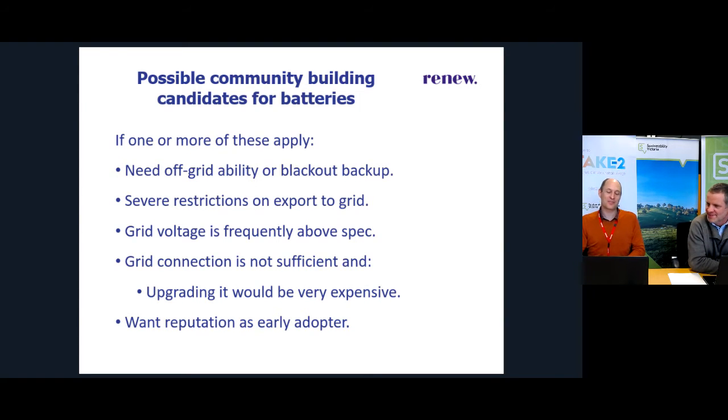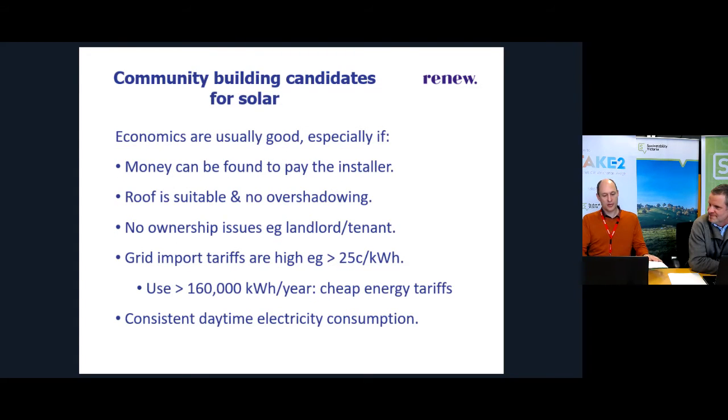Okay, so I've been talking about candidates for batteries, but as I mentioned, a battery is really an add-on to a solar system. So the extension of that question is, well, what's a good candidate for a solar system in the first place? With solar, it's a lot easier to find a good candidate because the economics for solar are generally very good. And that's especially the case if you don't need a loan, if you can access funds fairly easily to pay the solar installer.